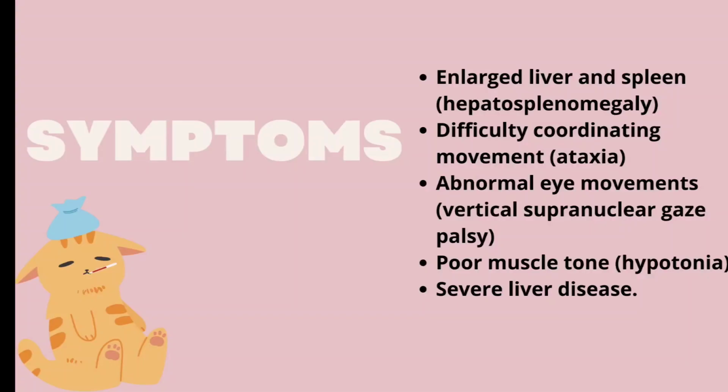Next, these are symptoms caused by Niemann-Pick disease. The first is enlarged liver and spleen or hepatosplenomegaly. Second, difficulty coordinating movement or ataxia. And then abnormal eye movements or vertical supranuclear gaze palsy. And the fourth, poor muscle tone or hypotonia. And then severe liver disease.